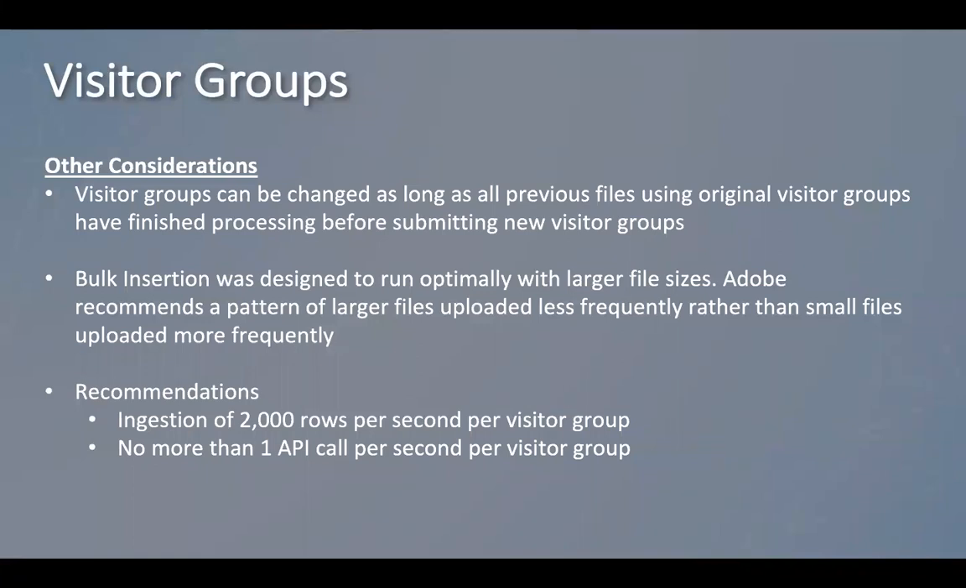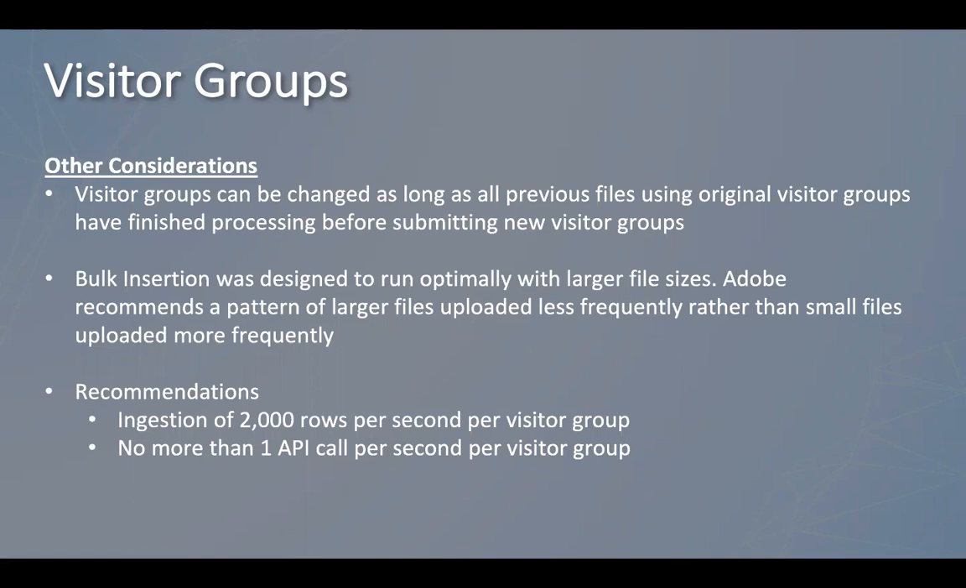Per Adobe, the bulk insertion was designed to run optimally with larger file sizes, so they recommend a pattern of larger files uploaded less frequently rather than small files uploaded more frequently. So if you were maybe packaging up offline events, or you've got data coming off of IoT devices that you wanted to integrate with some of your other regular traffic data, you wouldn't necessarily want that to be live where you're pushing just a couple requests up there at a time. Rather, you might want to wait until the end of the day, package it up as one batch file, and then ship it off that way.